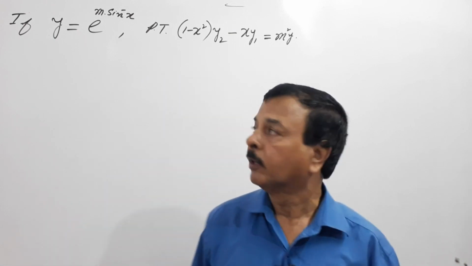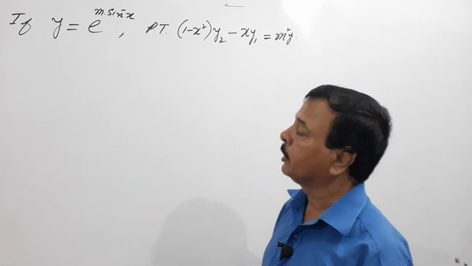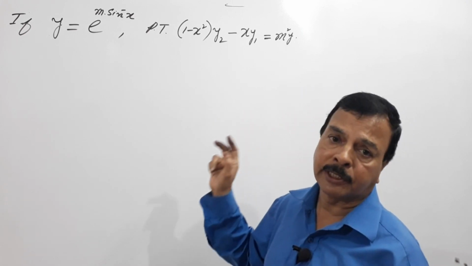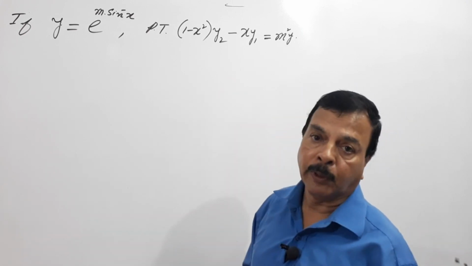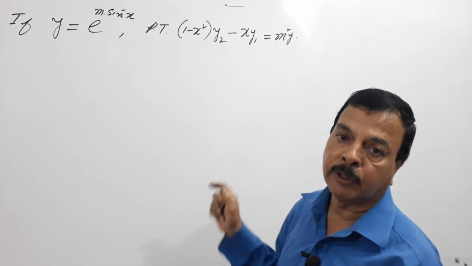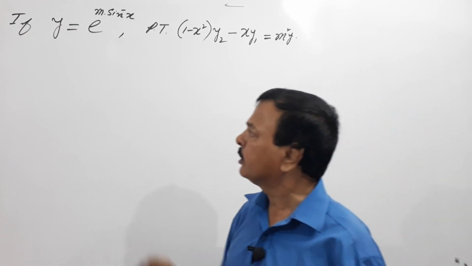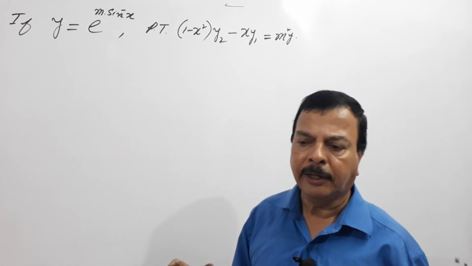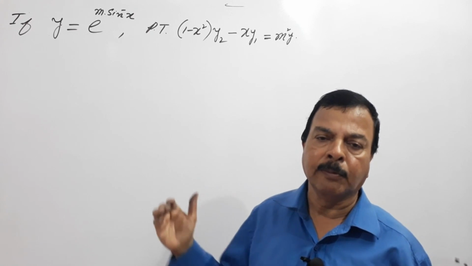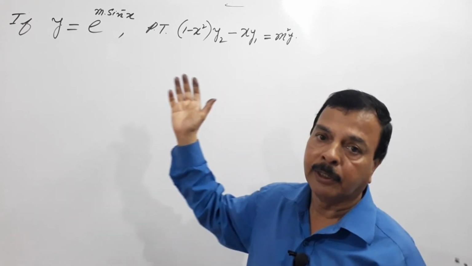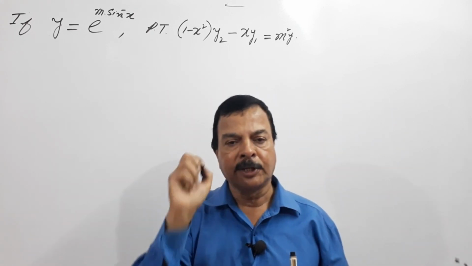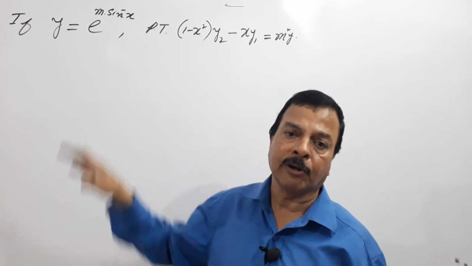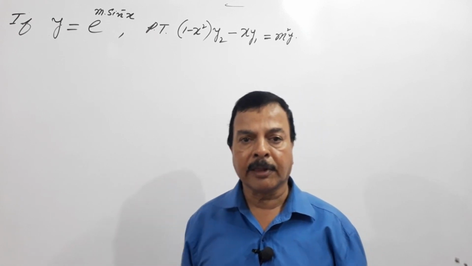So dear students, we have a problem. If y equals e to the power of m sin inverse x, prove that 1 minus x square into y2 minus x y1 equals m square y. Most of the problems are very similar to each other, and here you will get a variety of problems, but the solution is the same, though certain problems involve some secrets which you have to do, but this is a simple problem.